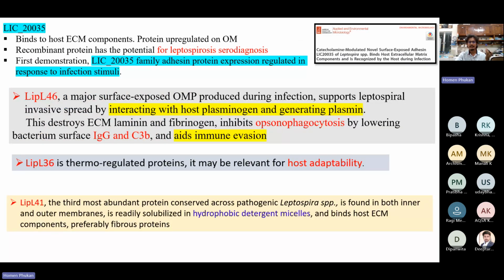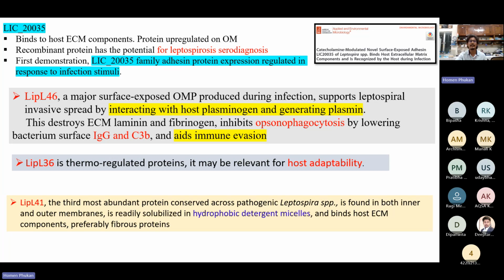From this selected potential virulence factor, LIC2035 is one of the important outer membrane proteins, which can interact with host extracellular matrix components. Its recombinant forms showed potential for serodiagnosis. Another important protein is Lepel 46. It is also a surface-exposed outer membrane protein, and it interacts with the host plasminogen and generates plasmin. Ultimately, it helps in immunoevasion.